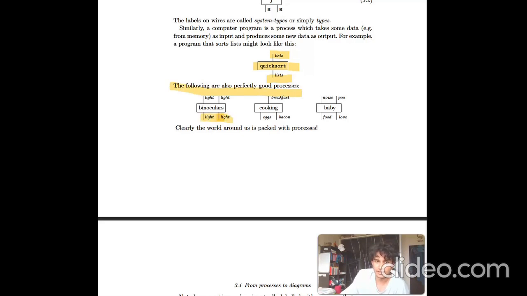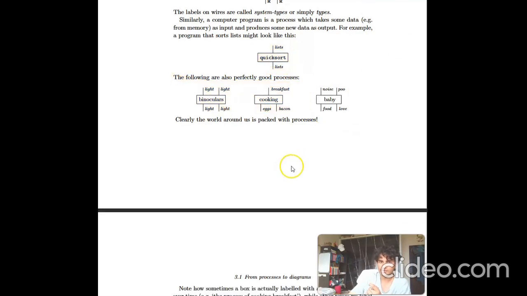Similarly, you can have other physical things as processes. You can have light coming in on both sides of your binoculars. The binocular is the process, and it takes in light from the other side and brings it back to your eyes as two outputs of light. This is a physical one. Cooking a meal is also a process, where the inputs are eggs and food, and breakfast is your output. These are all very trivial examples, but it's fun to read this stuff.